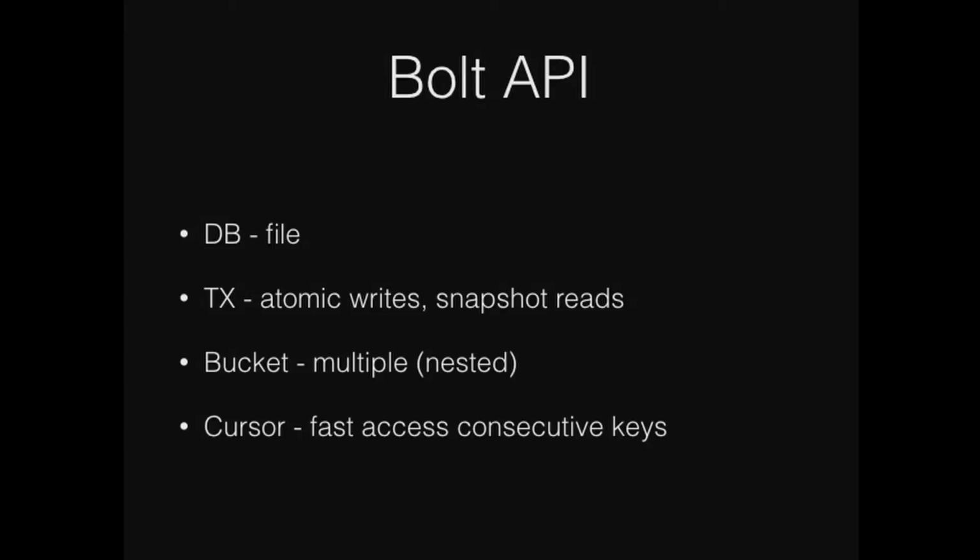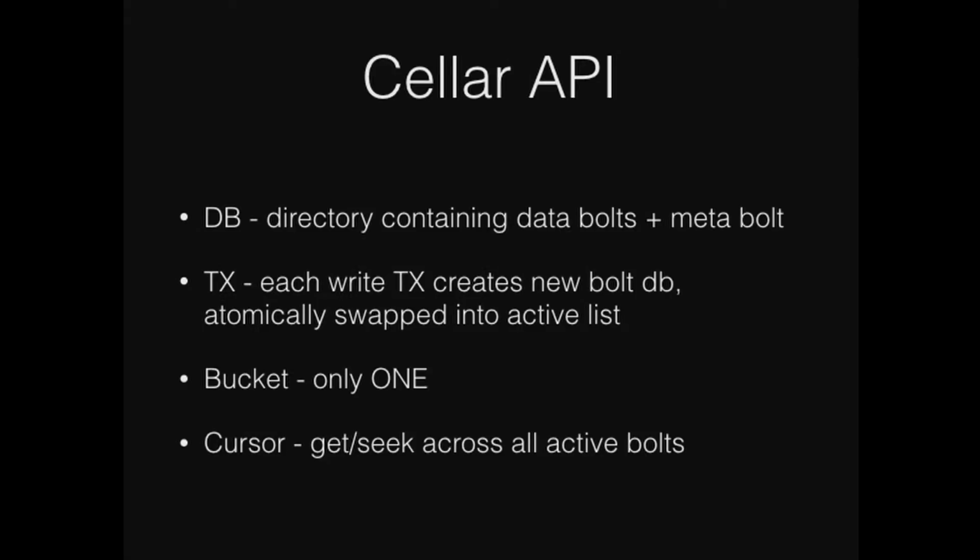The DB itself corresponds to the file. There's a transaction, which lets you do atomic writes and also do snapshotted reads. BoltDB has support for multiple buckets, even nested buckets within buckets. And of course, there's a cursor to let you fast seek around in the file. So what did we come up with?